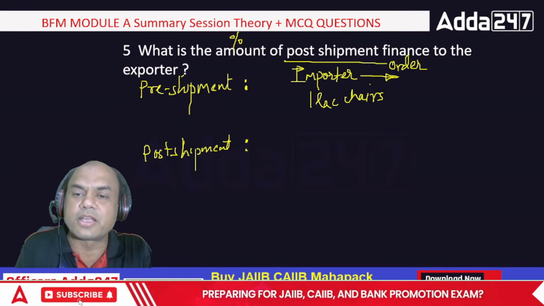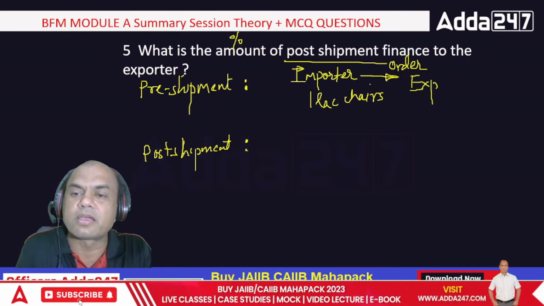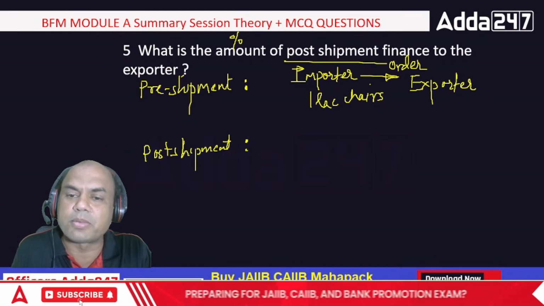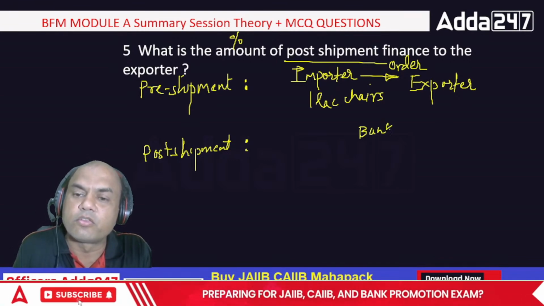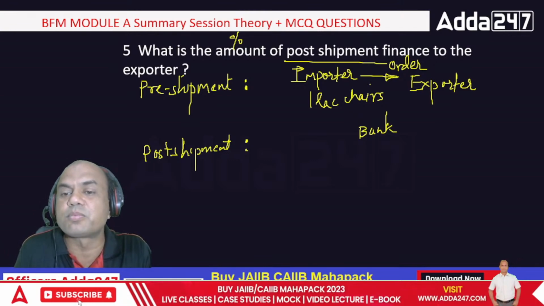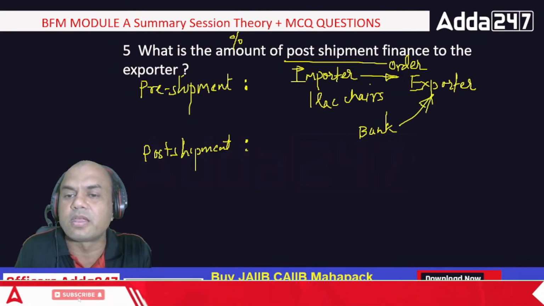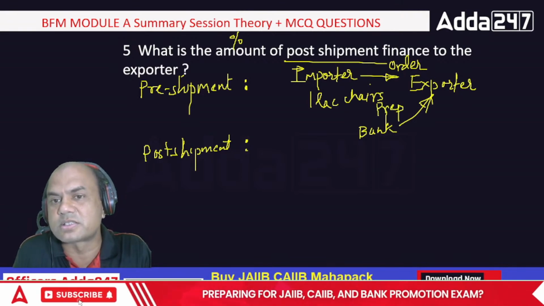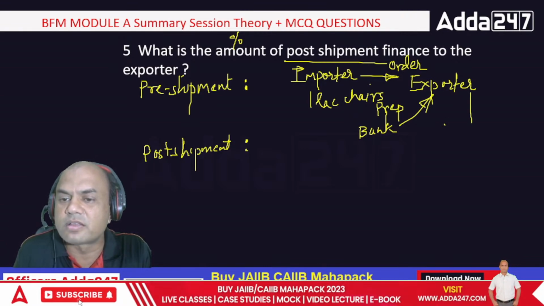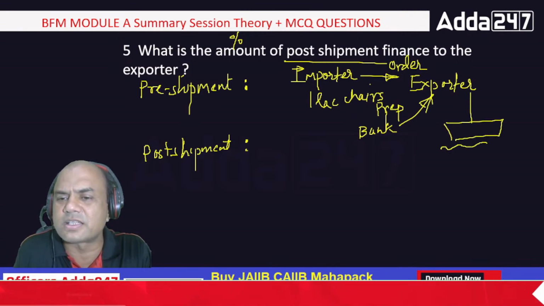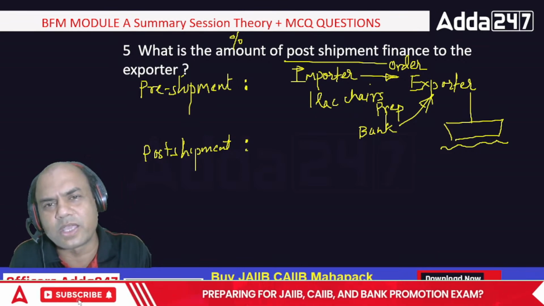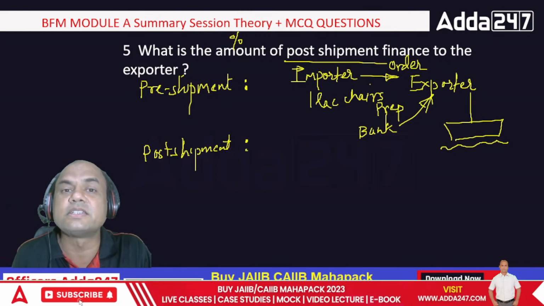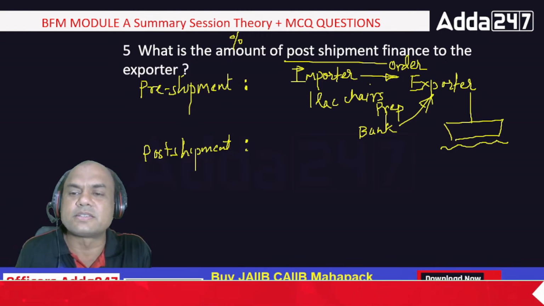So what will I do? I am the exporter. I'll go to the bank and tell them, sir, I don't have money, kindly give me the money. So this money given by the bank for manufacturing these chairs is known as pre-shipment finance. I'll manufacture those chairs and then send them via ship. Generally it is sent through ship only. It can be sent through air or truck also, depending on the distance of that country and the easiest communication mode.